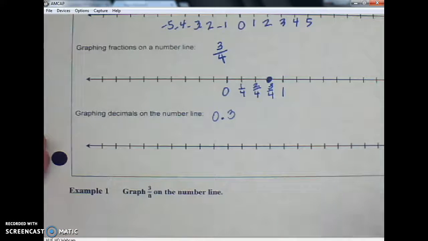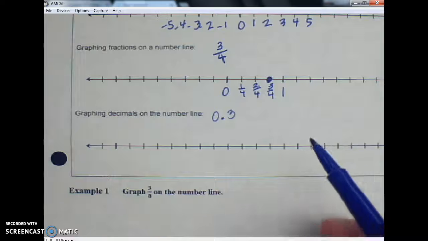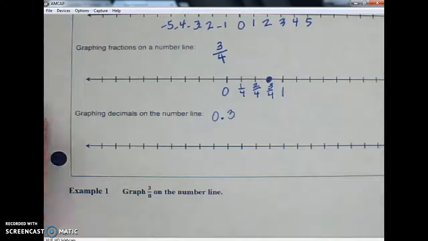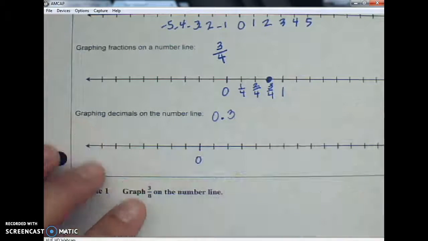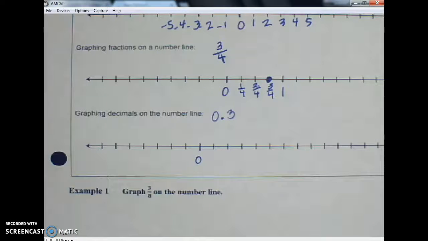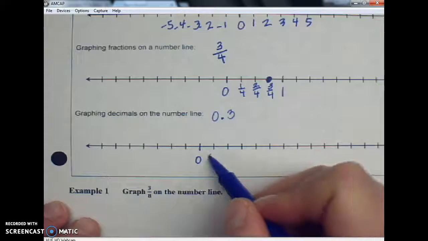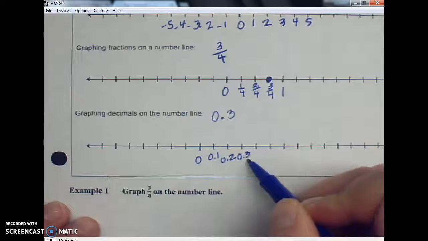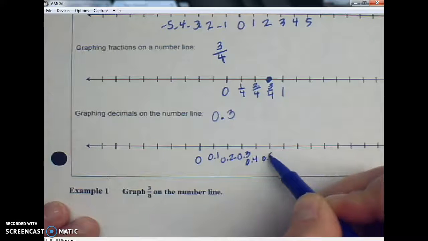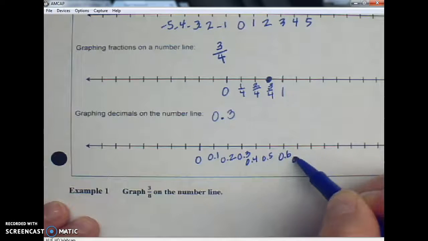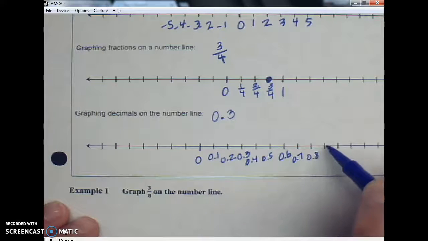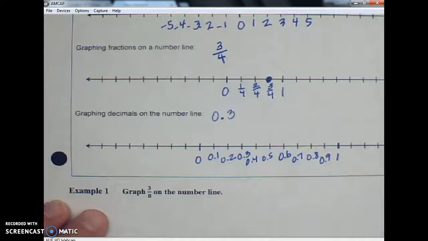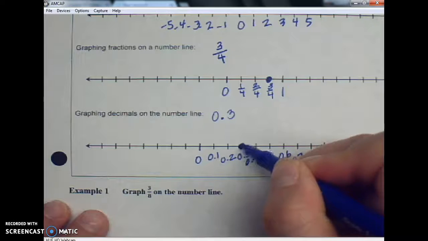Think money when you have decimals. I have 30 cents. I have more than nothing, but I don't quite have 1 whole dollar. So I've got my 0 right there. And then I'm going to number 1/10, 2/10, 3/10, 4/10, 5/10, 6/10, 7/10, 8/10, 9/10, and then what comes after 9/10? 1 whole. Put your dot on the 3/10.